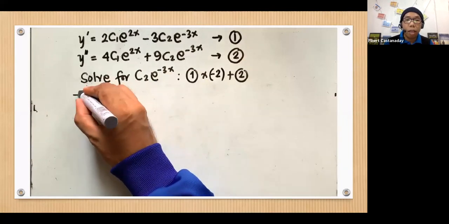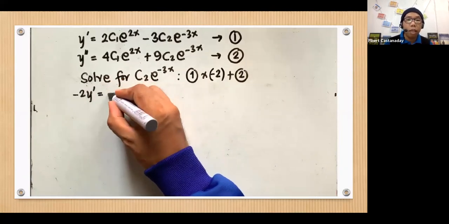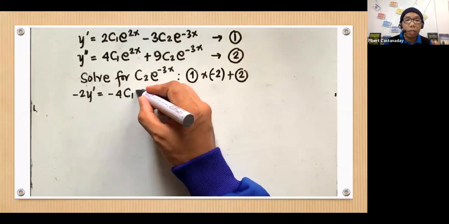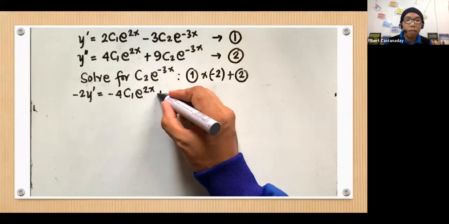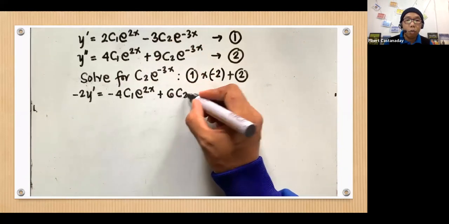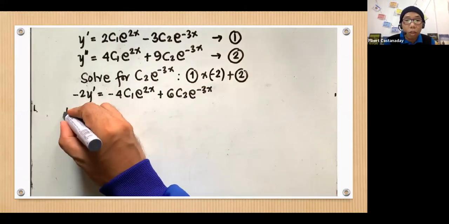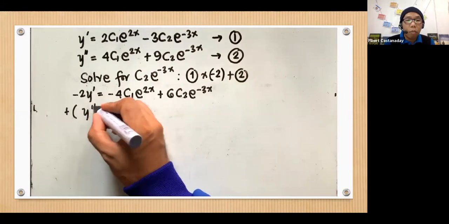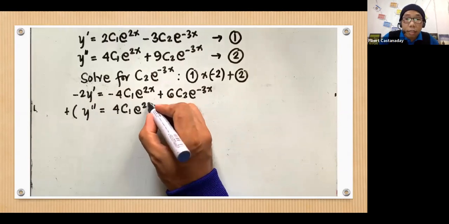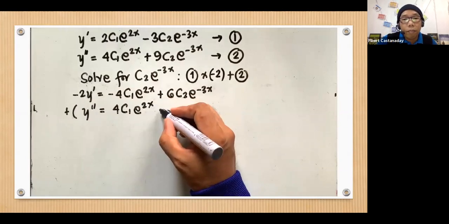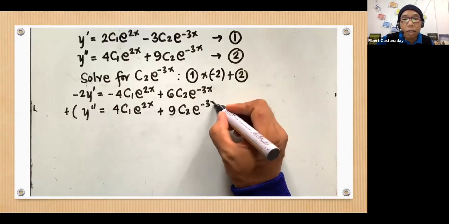So first, you multiply the entire equation 1 by negative 2. So you have negative 2y prime equals negative 2 times 2, you have negative 4 c sub 1 e raised to 2x. Negative 2 times negative 3, so you have positive 6 c sub 2 e raised to minus 3x. And then you add now equation 2. So just copy y double prime equals 4 c sub 1 e raised to 2x plus 9 c sub 2 e raised to minus 3x.